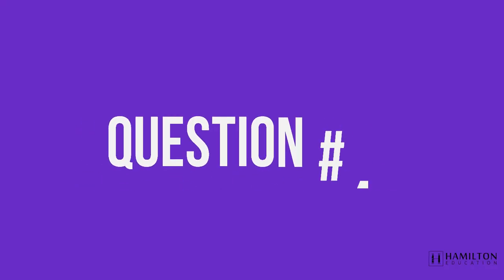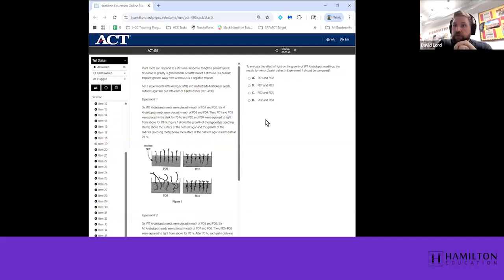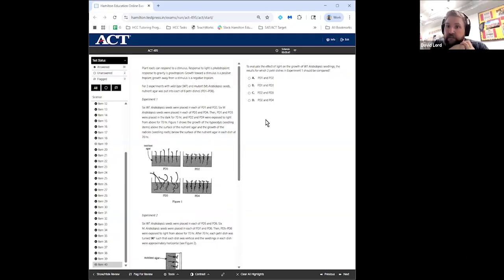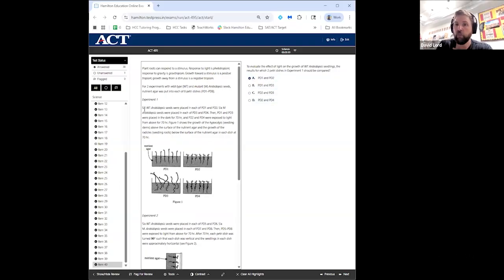To evaluate the effect of light on the growth of WT Arabidopsis seedlings, the results of which two features in the experiment should be compared? So comparing them, we would want to compare PD1 and PD2 because PD1 and PD2 are both wild types, but one was grown in the dark and the other one was grown in the light. PD1 was in the dark and PD2 was in the light. Sounds good? All right, and let's see how we did.